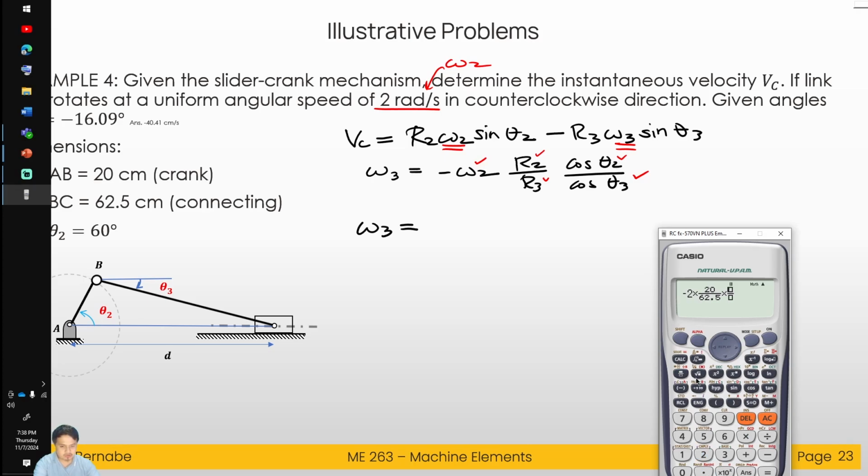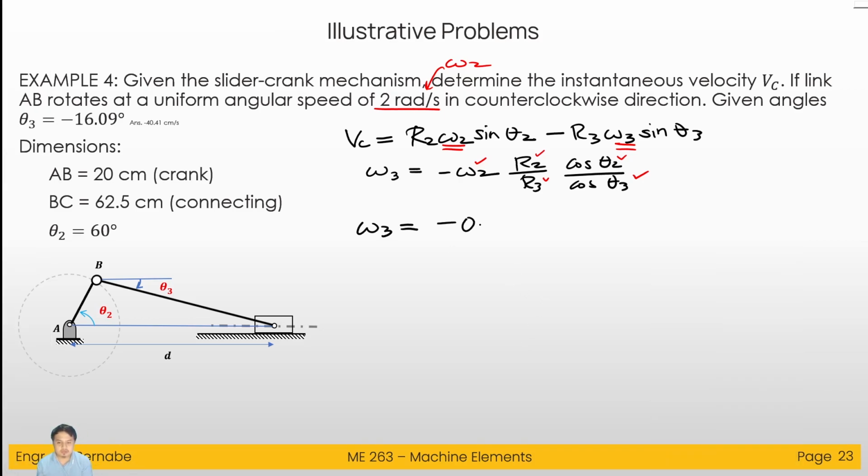Then you have the ratio of cosines: cosine theta 2, which is 60, over negative 16.09. So the angular velocity is negative 0.333 radians per second. So we want to solve for VC. To solve for VC here, we just substitute everything. These are given, right?